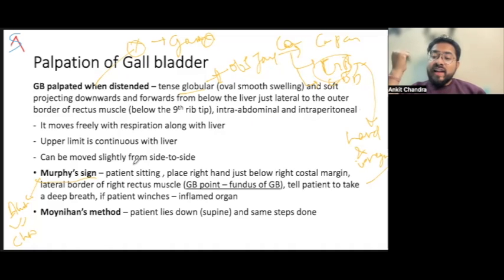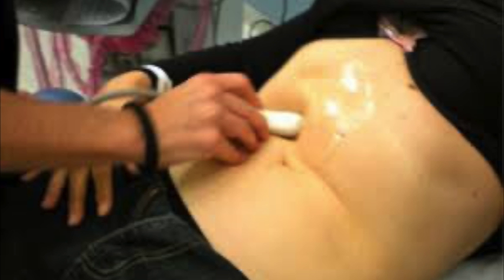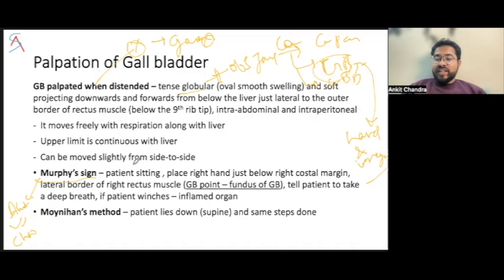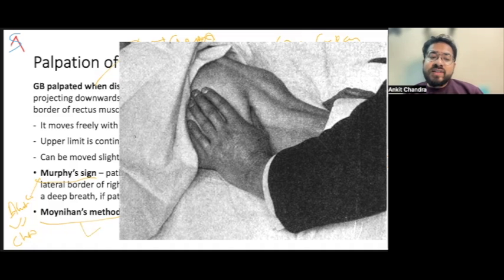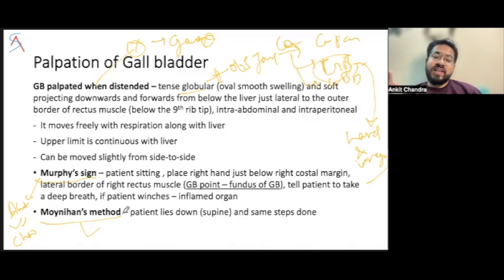There is something similar to it called pseudo Murphy sign. What happens when a radiologist is doing an ultrasound? He will keep his ultrasound probe over the gallbladder site. The patient will wince or have pain. So that's also called a pseudo Murphy sign. There is another method, Moynihan's method, similar to Murphy sign, only the patient is supine and you follow the same steps.